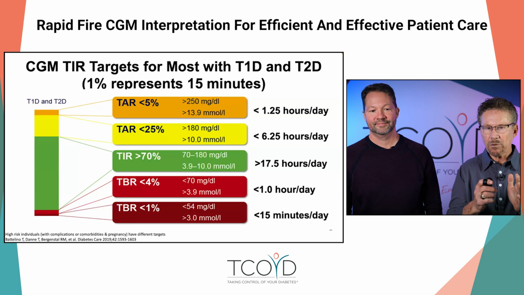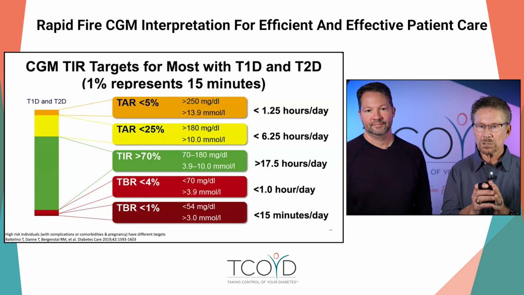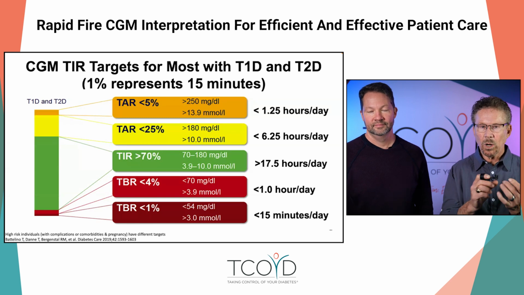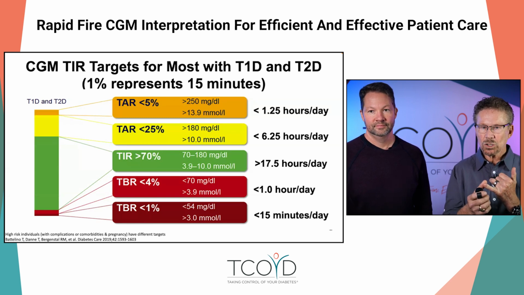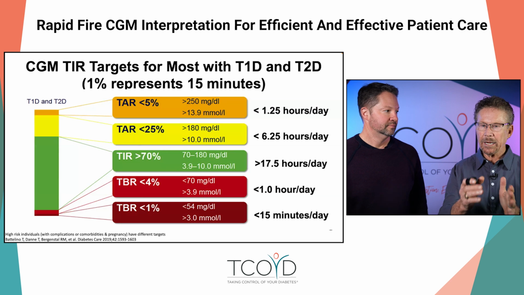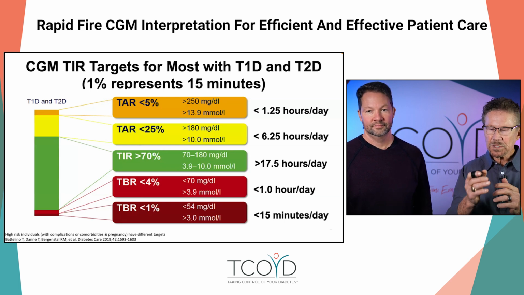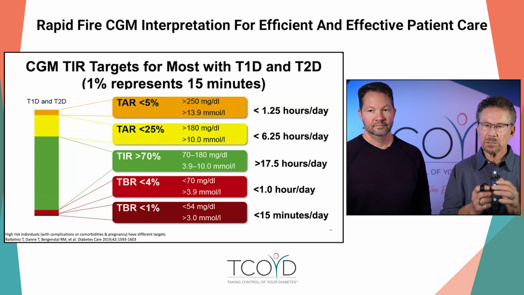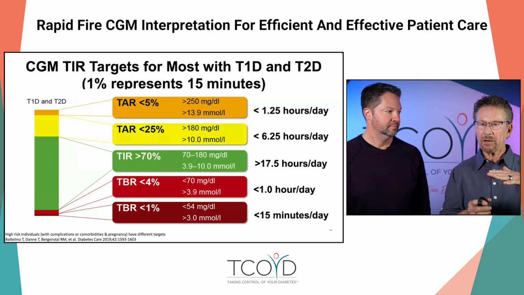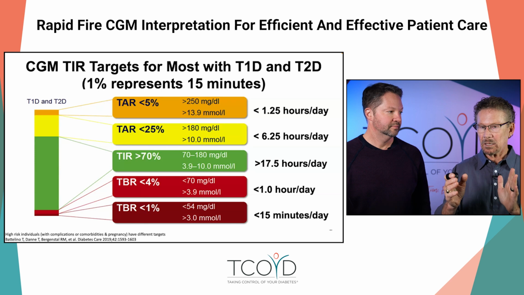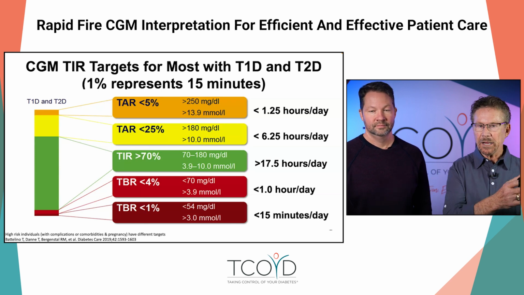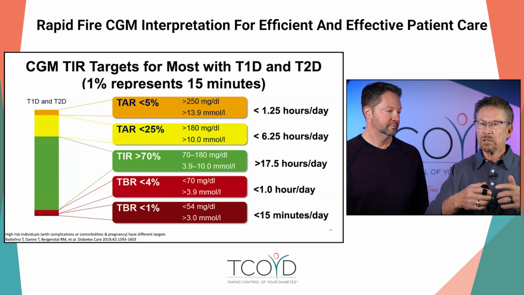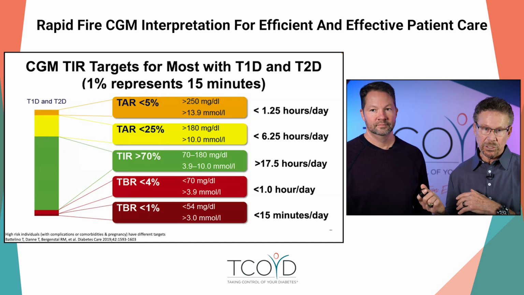And then, of course, very important is time below range. Less than 4%. And it's important to point out, you can see it at the top of the slide, 1% represents 15 minutes. So 4% represents 1 hour. So if you see a patient with 4% time below range, that means they're below 70 on average 1 hour a day for the length of that download. Now, one day they might be 2 hours, the next day they might be none, but I think it's an important metric. And this will all be brought out again when we show Jeremy these cases.